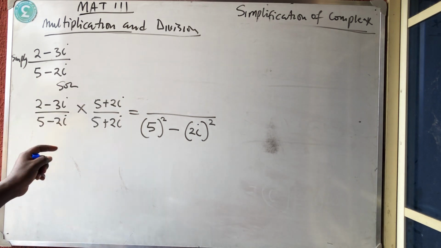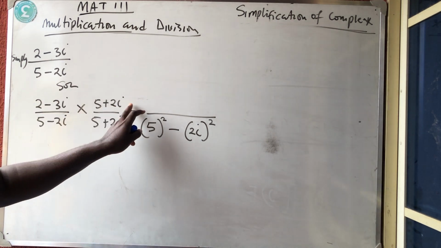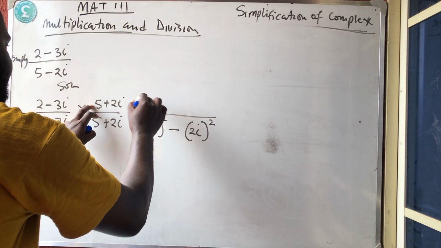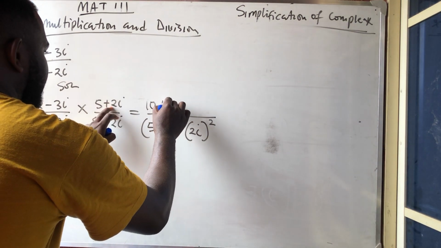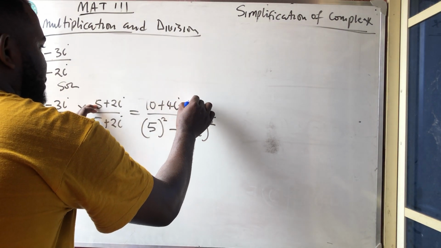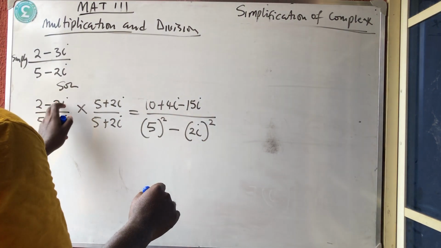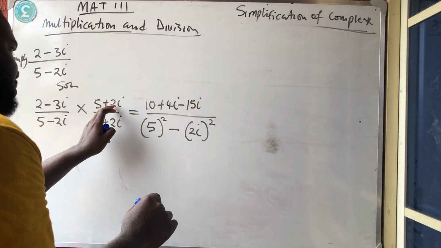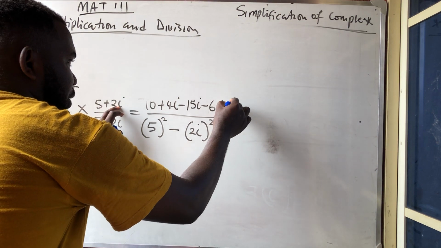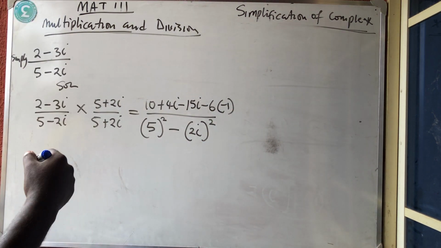So let me clear the numerator. This one will multiply everything, and this one will multiply everything. So 2 times 5, 10. 2 times 2i, 4i. I'm done with this. Minus 3 times this, minus 15i. Minus 3 times it. First of all, minus 3 times 2 will give you minus 6. I times I will give you minus 1. Please do it like that so you don't make mistakes.